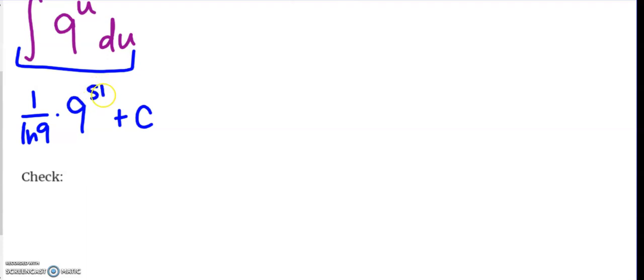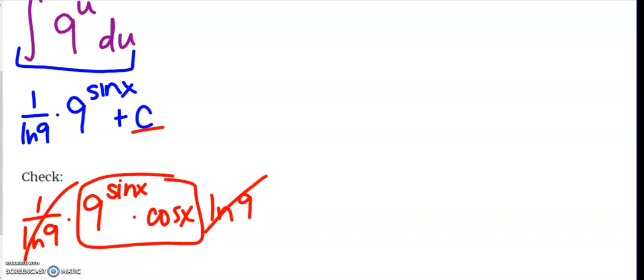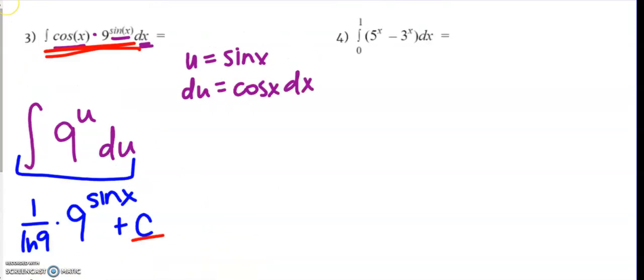My u was sine x. Okay, let's do that again. 1 over natural log of 9, just chilling. This becomes 9 to the sine x times the derivative of sine x times the natural log of the base. Derivative of c is still 0. It cancels, and I'm left with, somewhere up here, there it is, what I had in my original integral.